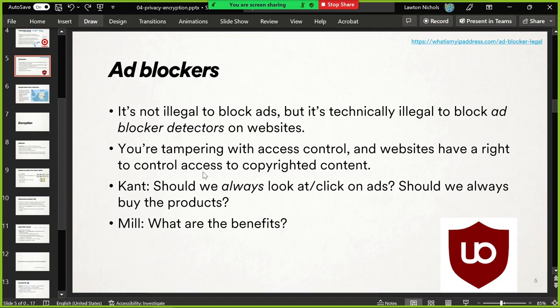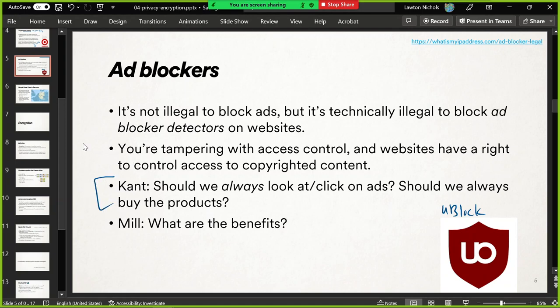And so the question is, should ad blockers even exist in the first place? All right. So there's things that you're allowed to do, things that you're not allowed to do, and they kind of stay within the gray area that is ad blocking. But is it worth it to block ads in the first place? And again, we could ask our boys. Let's see what Kant might think. All right. This is uBlock, by the way, or maybe it's uBlock. Install that on your Chrome or your Firefox, please.